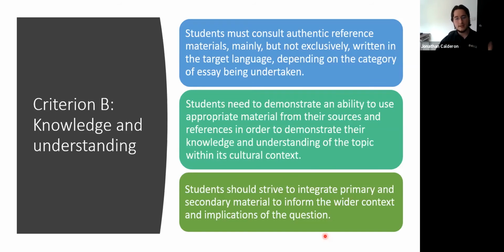Now, of course, for category 3 literature, the minimum they need is one source, which is the piece of literature, the work of literature that they're going to be using. Anything other than that, of course, is welcome.